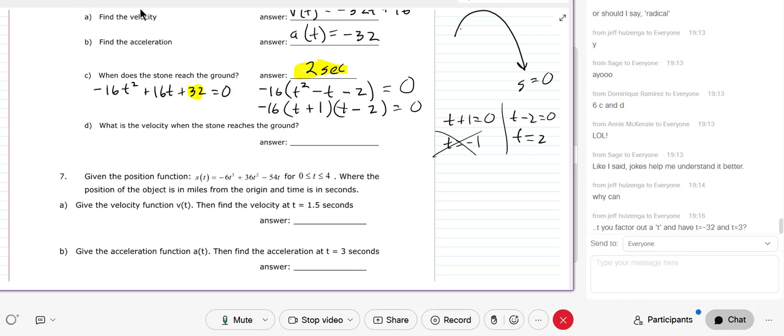it's a quadratic equation. And if you solve a quadratic equation, you always want one side equals 0. And then it's either solved by factoring or solved by the quadratic formula. Okay? Gotcha. Okay. So thank you.